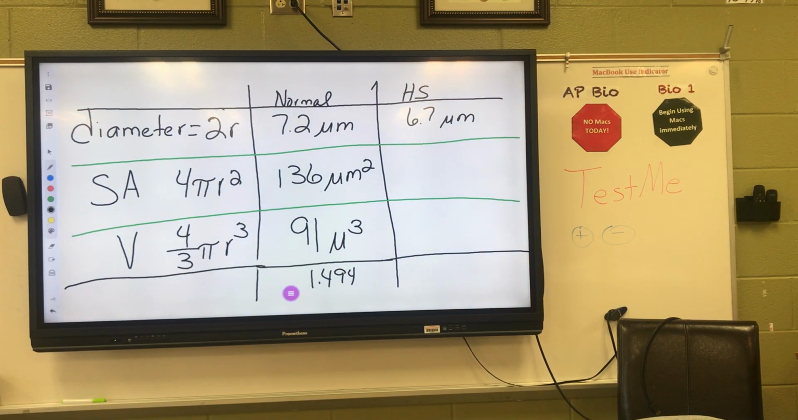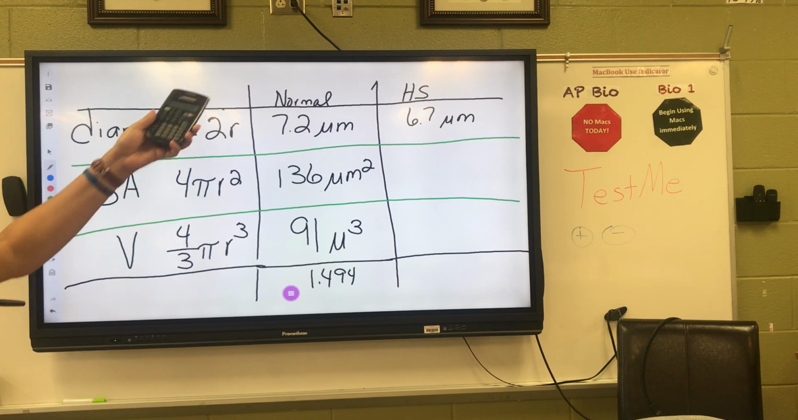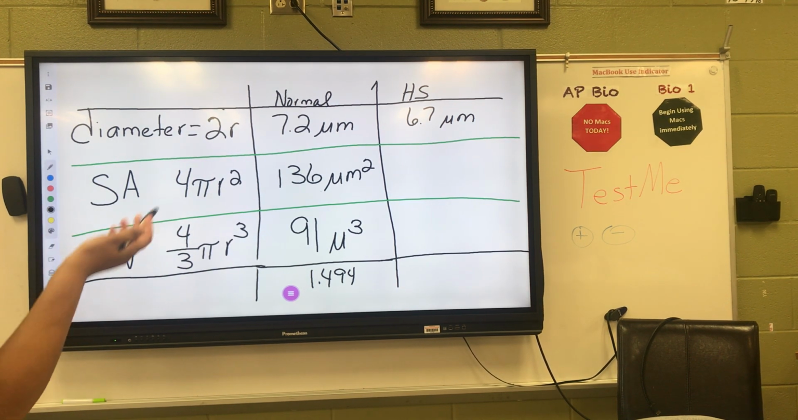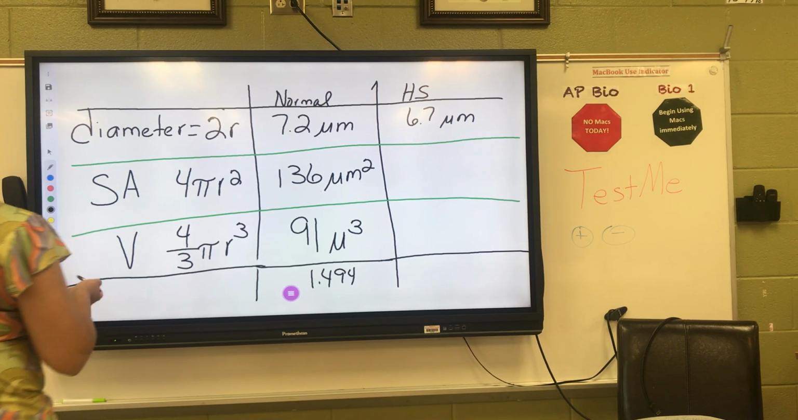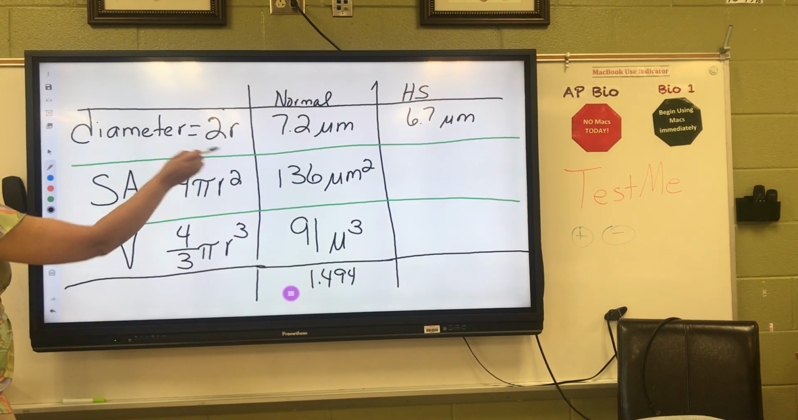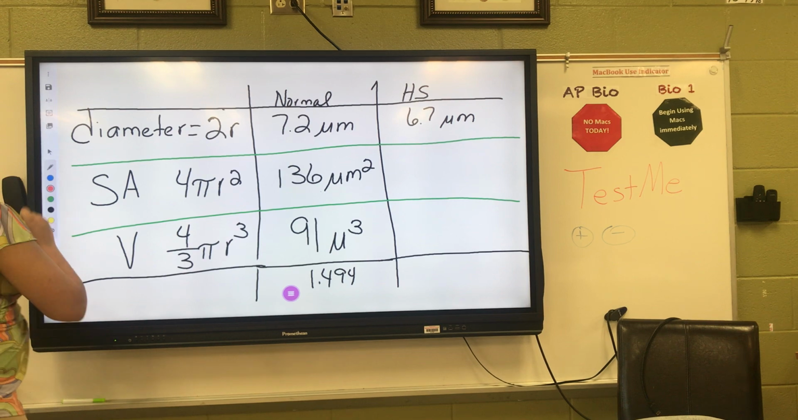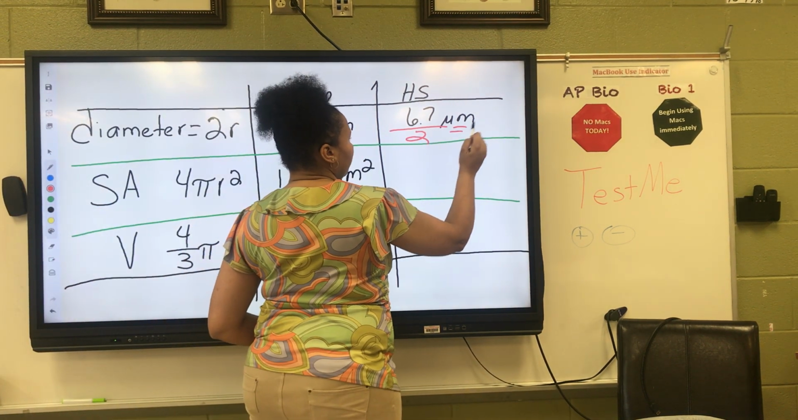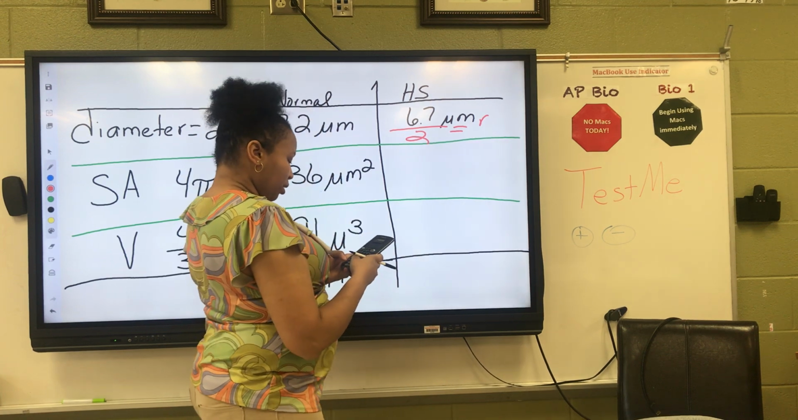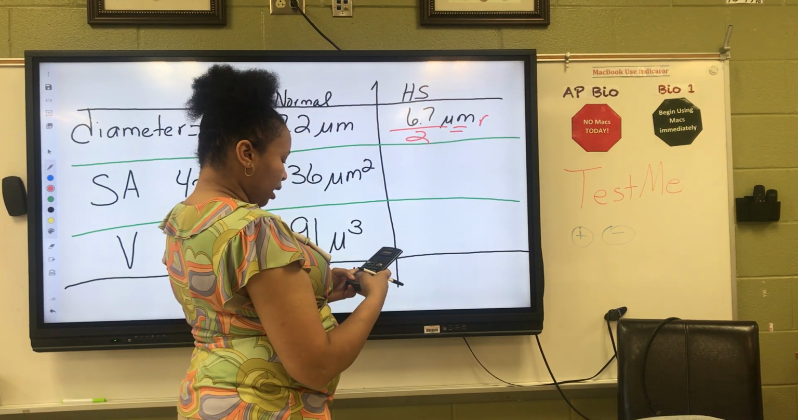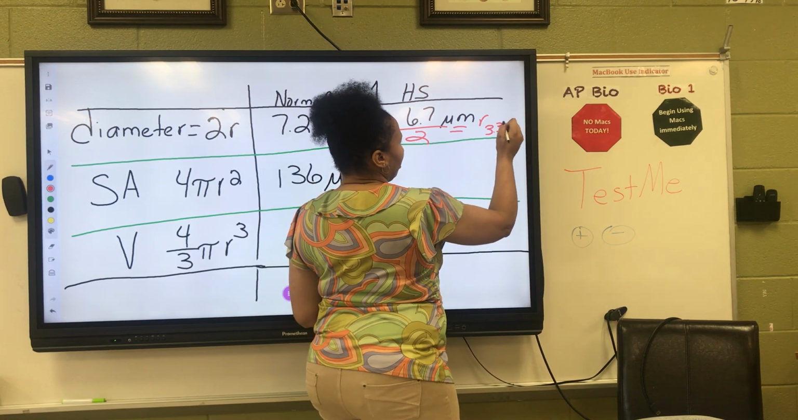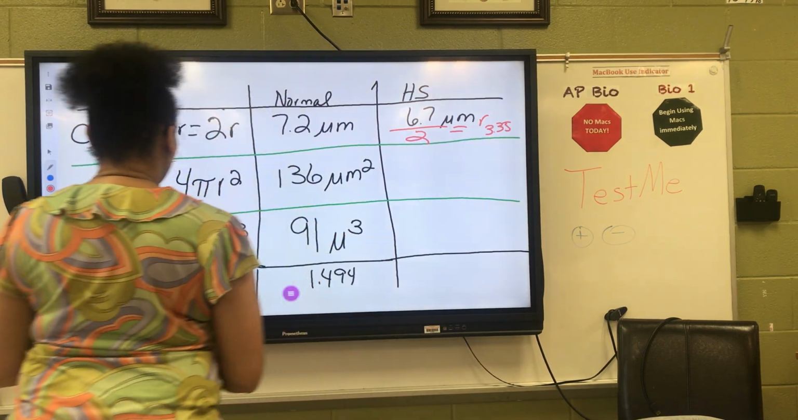Now, the first thing we need to do to figure out which one is more efficient is figure out the surface area to volume ratio for someone with that disorder. So we need to figure out what R is, and in order to figure out what the R value is, we take this 6.7 and divide it by 2 to give us R, and of course 6.7 divided by 2 is going to be 3.35. Now we just plug in the values.